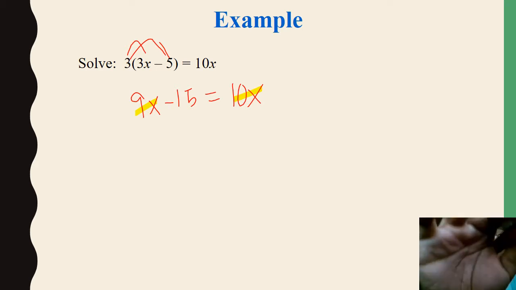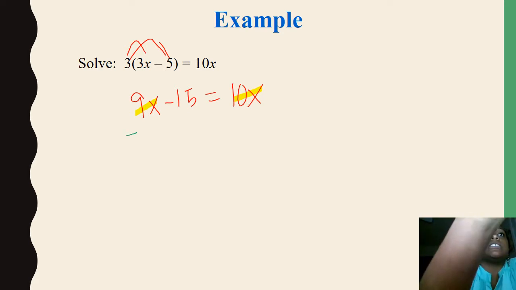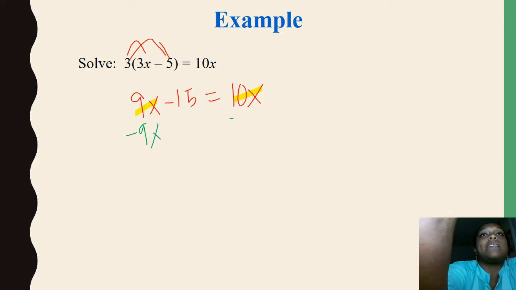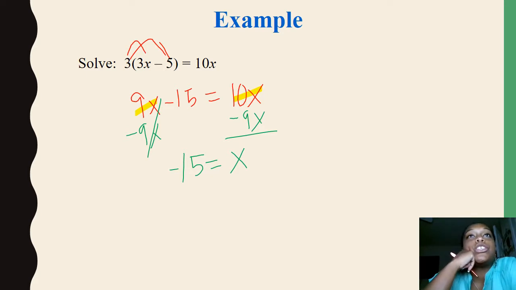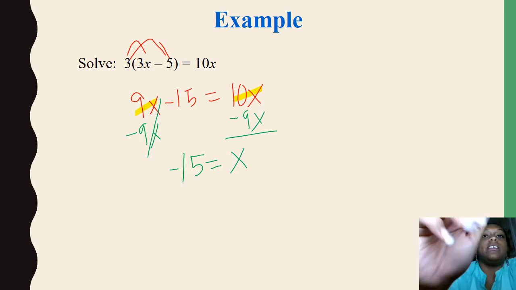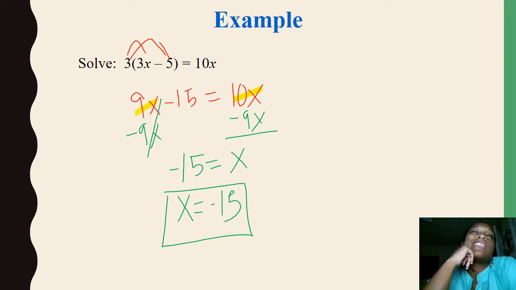So when I move 9x, I'm going to move it through subtraction because it's already positive. So I'm going to subtract 9x. What I do to one side, I'm going to do to the other. And that leaves me with negative 15 equals 1x. Okay, so what I did is if I had moved the 10, I would have had to divide by negative 1, which saved me some time. Here, I can rewrite it, and I get x equals negative 15. Okay, both are equivalent statements. This is just a little more proper.